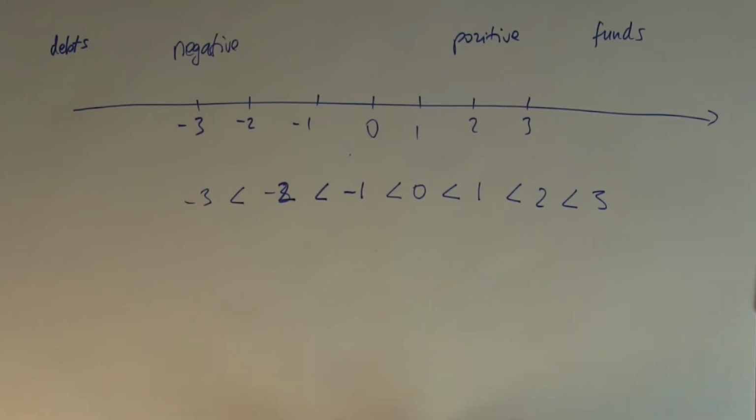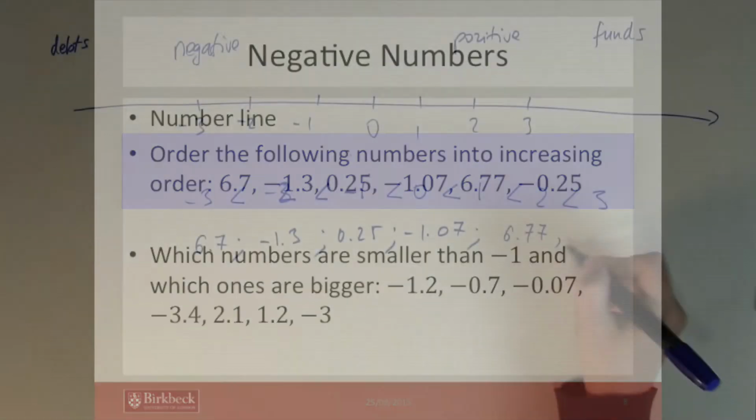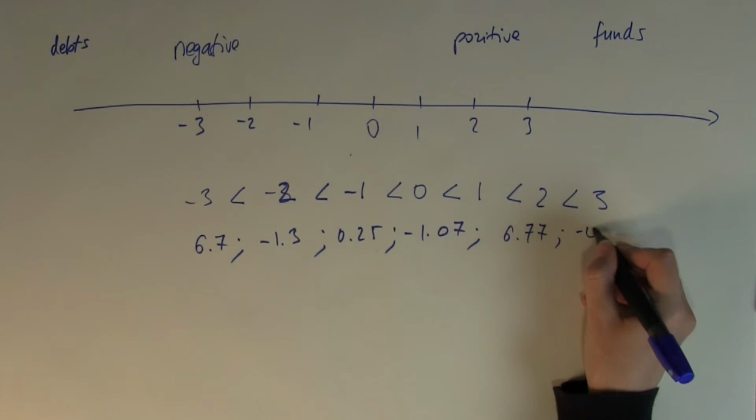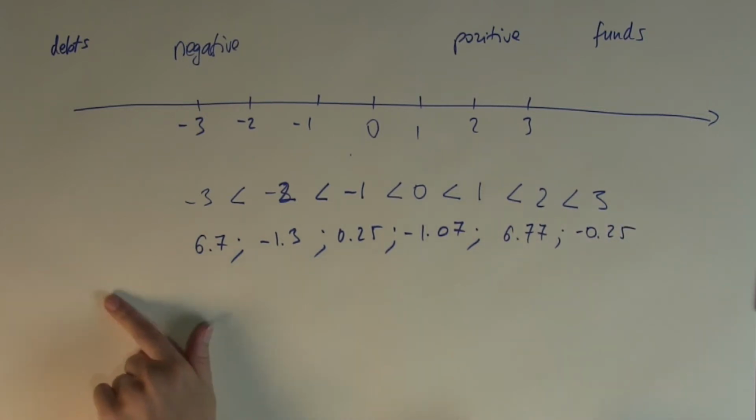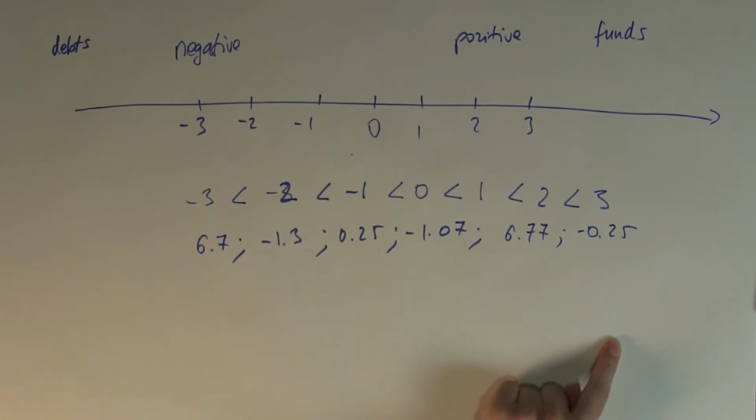So let's look at this number sequence. I've got 6.7, then the next one is minus 1.3, then 0.25, then minus 1.07, then 6.77, and then I've got minus 0.25. So the question here is, how can we order these numbers into increasing order?